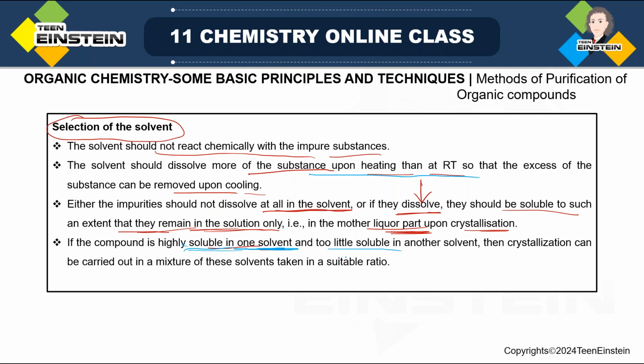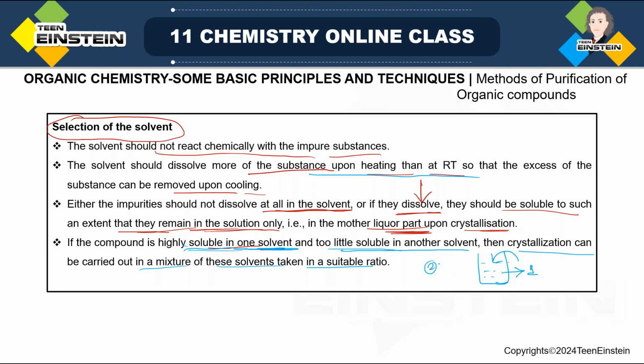Suppose it is very highly soluble in one solvent but not very soluble in a second solvent, then you can use a mixture of these two solvents. In that case, crystallization can be carried out in a mixture of these solvents taken in a suitable ratio. So what happens, suppose you have taken some solvent, you put in your sample, and it is completely soluble, a transparent solution. Now another solvent, this is solvent 1.